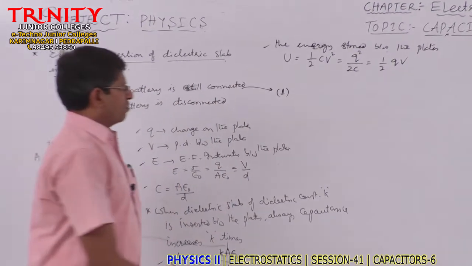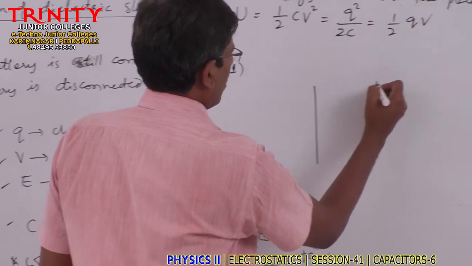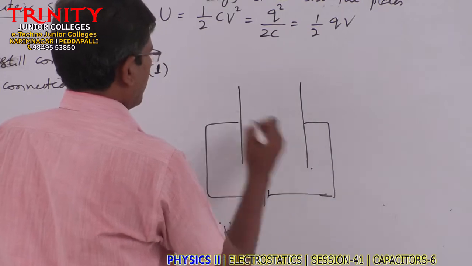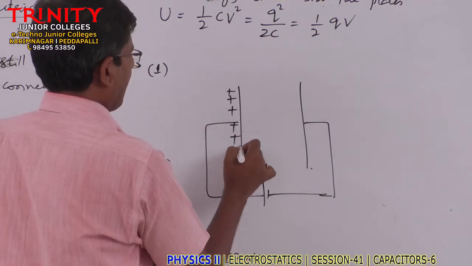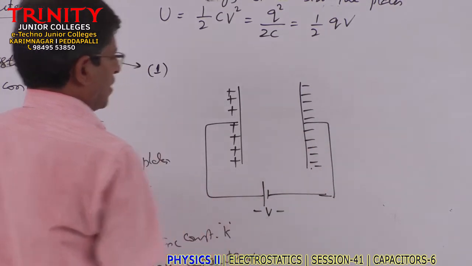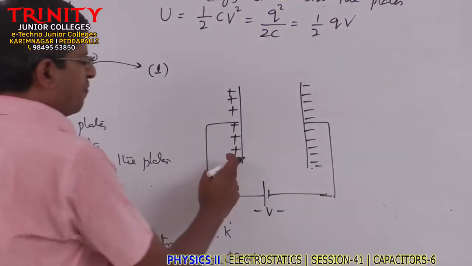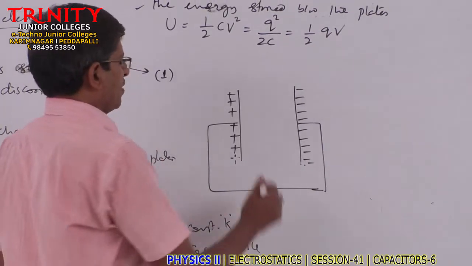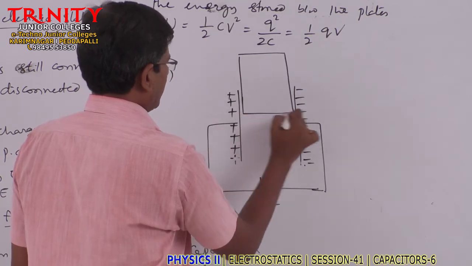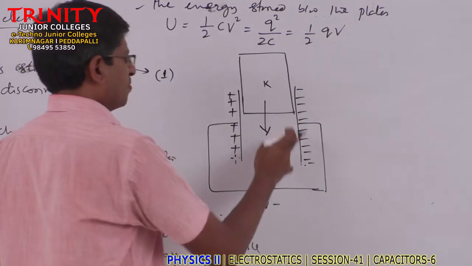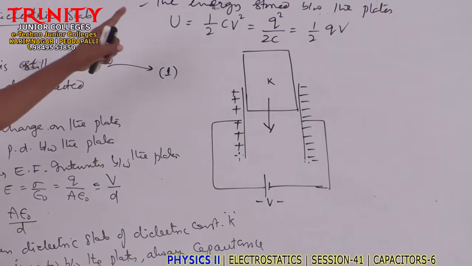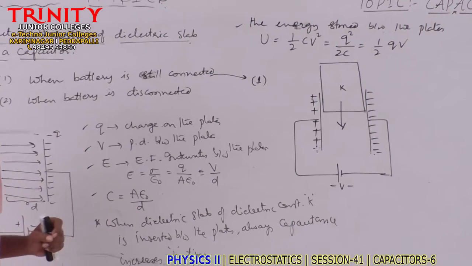That means now you are placing, already this is charged. That means the potential difference is something V here. Now the dielectric slab is inserted in the region between the plates. Now we are bringing it into the region between the plates. Then what will happen to all these parameters? That is the subject matter to be discussed now.